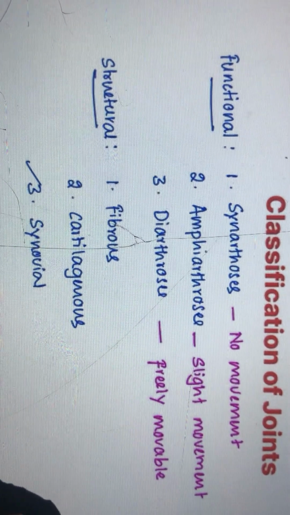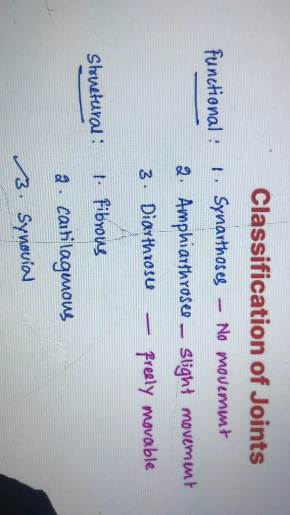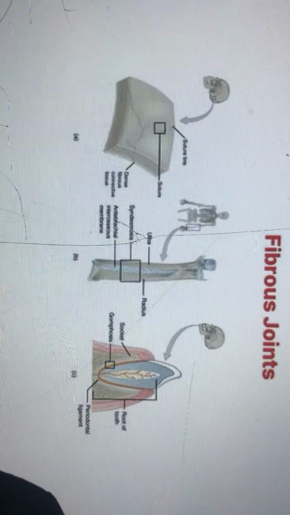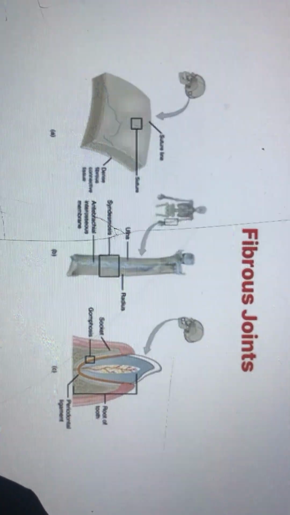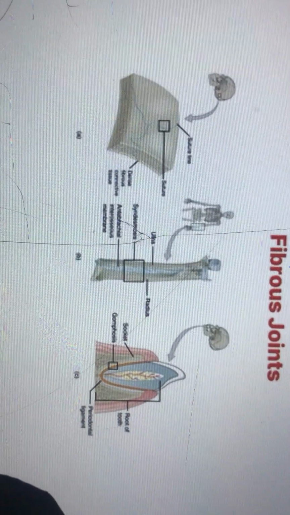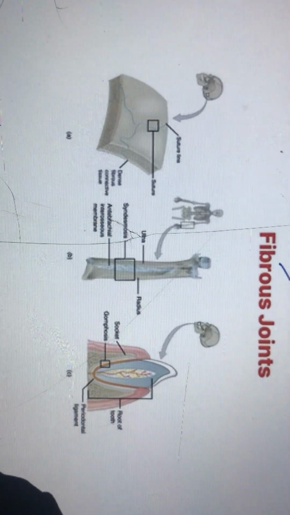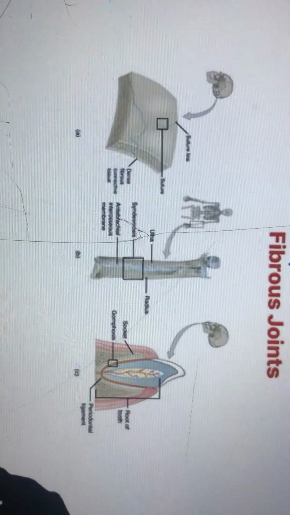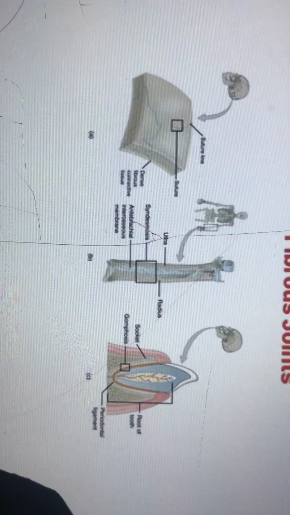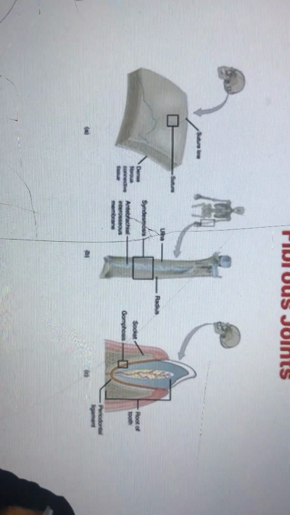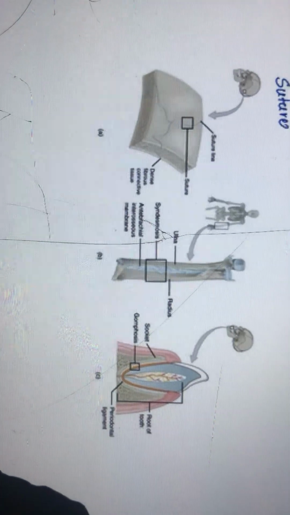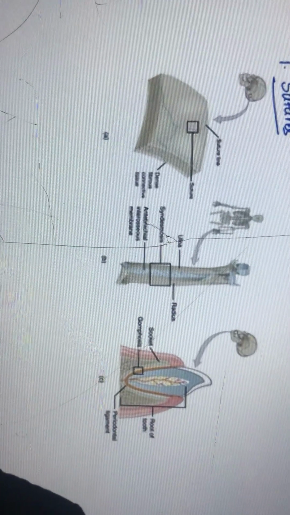Let's see about the types of each of these joints and the locations in the body where they are found. Now first, let's talk about fibrous joint. As I told you, fibrous joints are examples for synarthrosis functionally. The fibrous joints are further grouped into three types. Now what are they? The first one is sutures.